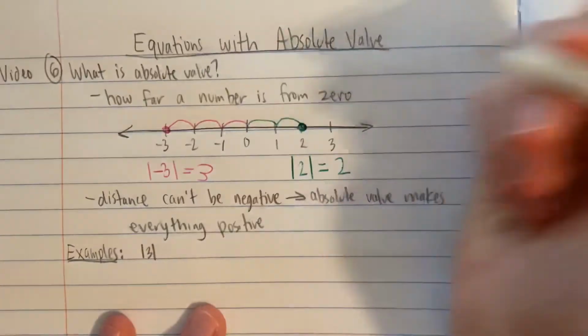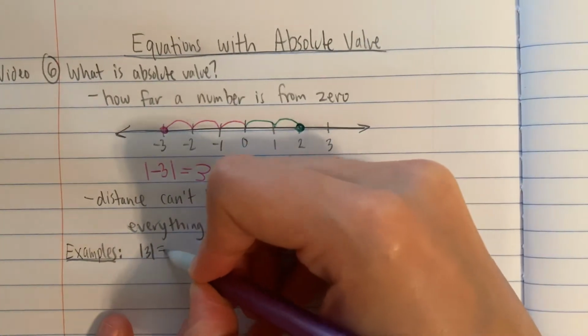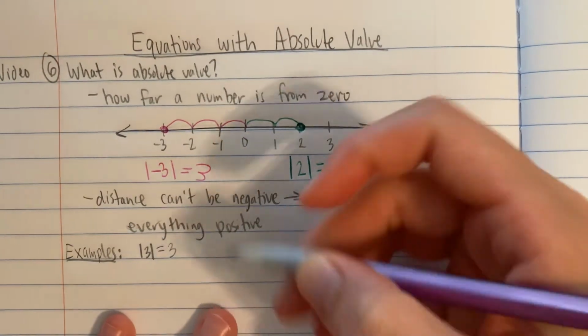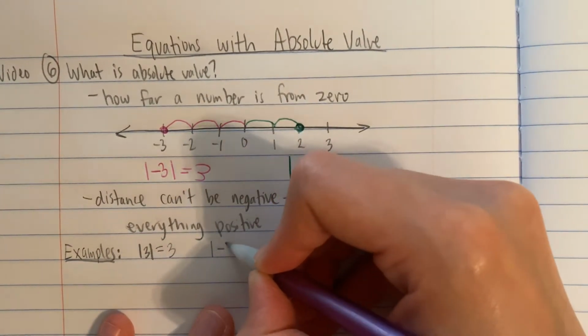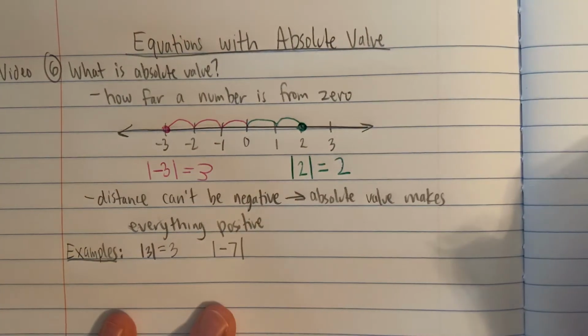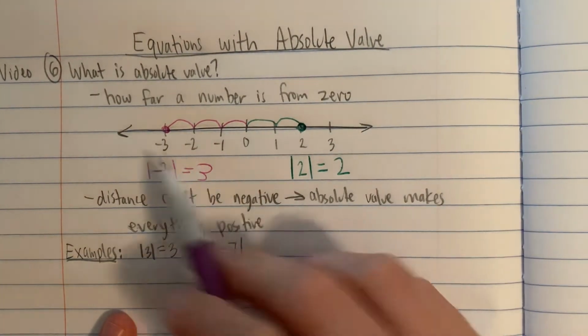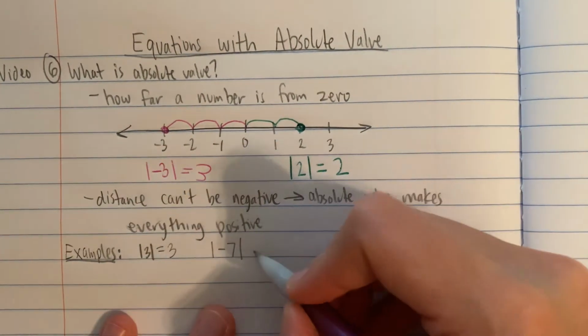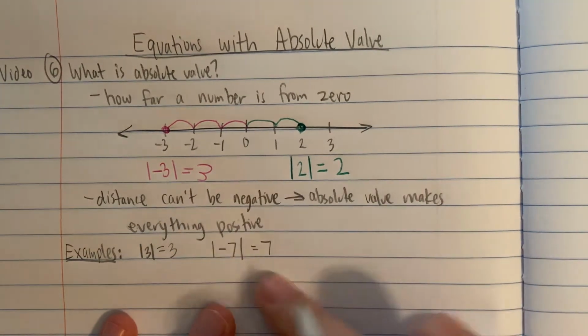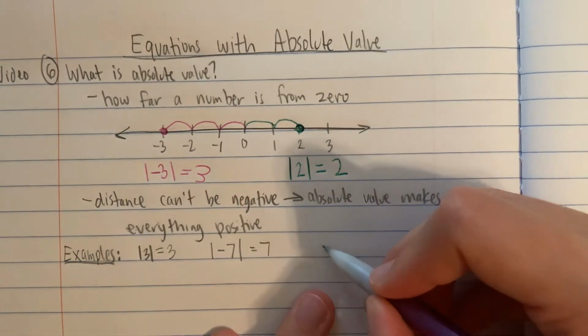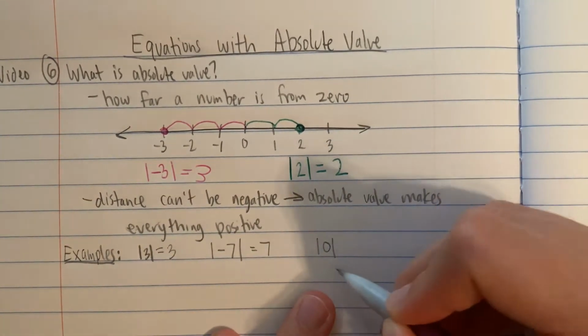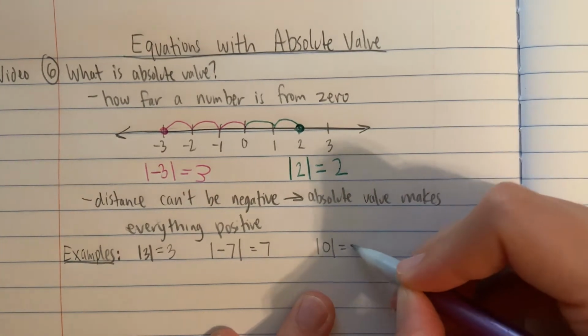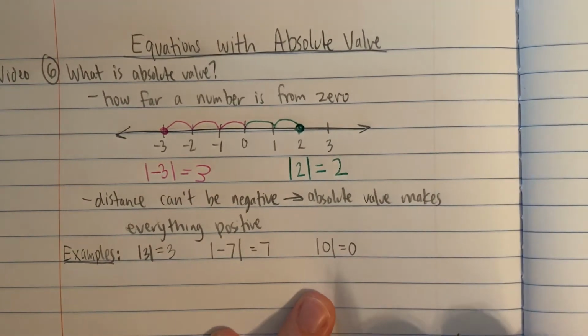Okay, so the absolute value of a number like positive 3 is just 3. How far away is 3 from 0? It's just 3 spaces. If I have the absolute value of -7, let's say, so -7 is here, and it's 7 spaces from 0, positive 7. Okay, notice it just makes it positive. If I have the absolute value of 0, how far is that from 0? Well, it's on 0. It's 0 spaces away from 0.